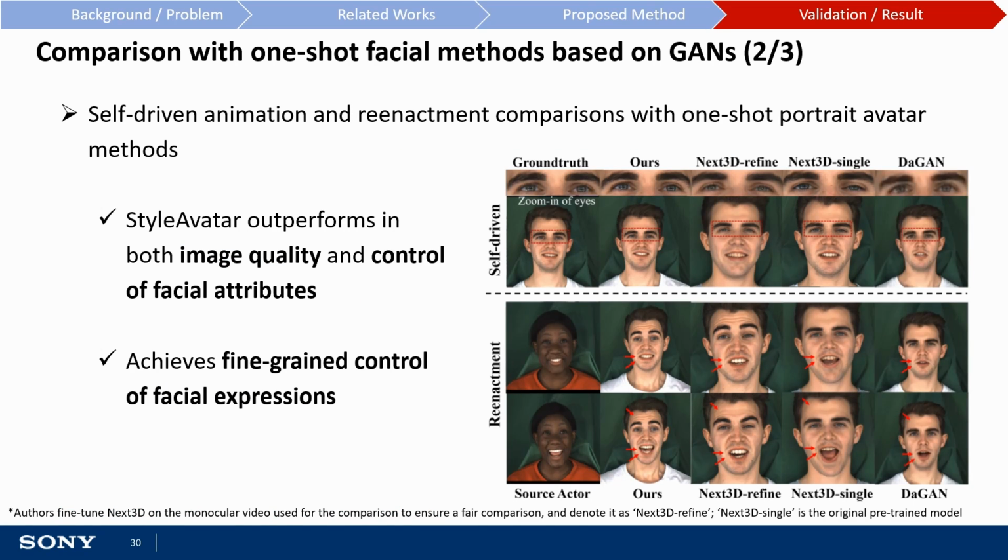They capture two cases, self-driven animation or self-ID, and reenactment or cross-ID. StyleAvatar outperforms DAGAN and both versions of Next3D in both image quality and control of facial attributes. These results suggest that video-based training is still necessary for high-fidelity portrait avatars, and their network structure shows better performance in video-based training.